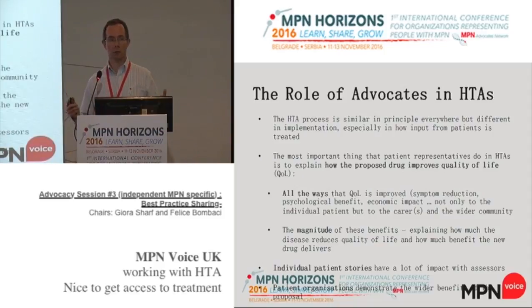The additional picture that a patient organization can paint is this is the wider impact. This is the size of the community we're talking about. This is the average, or generalized impact that the disease has. And particularly if we can do that in a systematic, demonstrable way, if we've got data to back that up, the impact is much more effective. And this, I think, is one of the crucial roles that organizations like us can play.